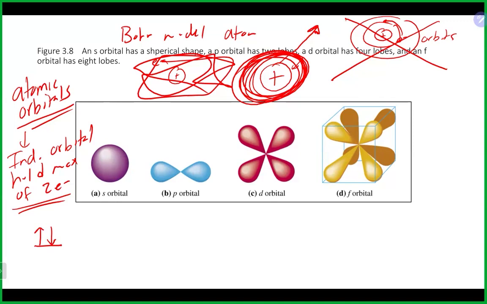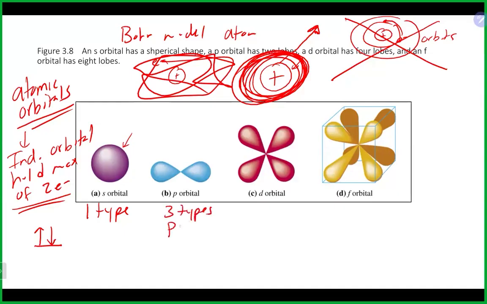Now, there are different types of orbitals. For example, there are s orbitals, which, as you can see here, are basically a sphere in shape. And there's only one type of s orbital. No matter what energy level you find it, there's only one type. Now, there are p orbitals, and there's actually 3 types of p orbitals.